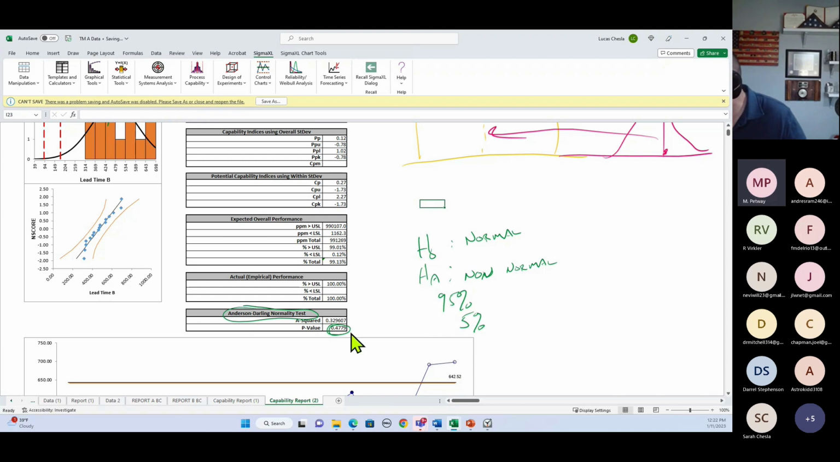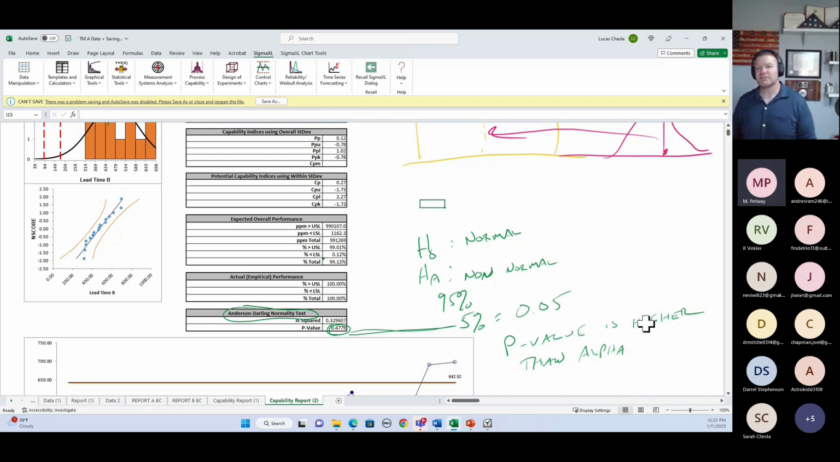But what's cool is I don't have to visually look. The p happens to be higher because 5% translates to 0.05. The p-value is higher than, let's put alpha for now. And what that means, before I teach all this in detail, is the p is high, the null will fly.